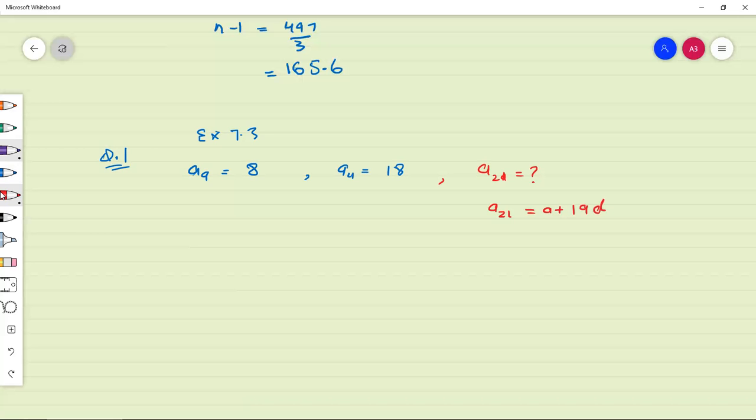So we need the first term and the difference. How can we find the first term and the difference? By using these two given terms. So look at this. A9 is 8. So can I write A9 as A plus 8D is equal to 8? And then A4 is equal to 18. A plus 3D is equal to 18.